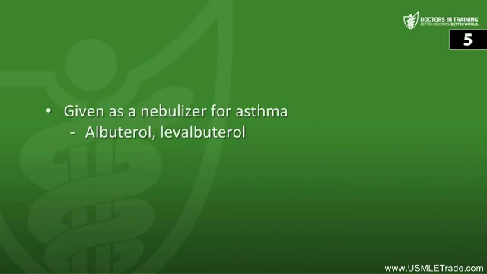Okay, and the last question here, which sympathomimetic matches the following statement? So given as a nebulizer for asthma, so this is primarily going to be albuterol or levalbuterol. You could put in there epinephrine, but that's not going to be first line. The first line med for acute asthma is always going to be albuterol and levalbuterol.